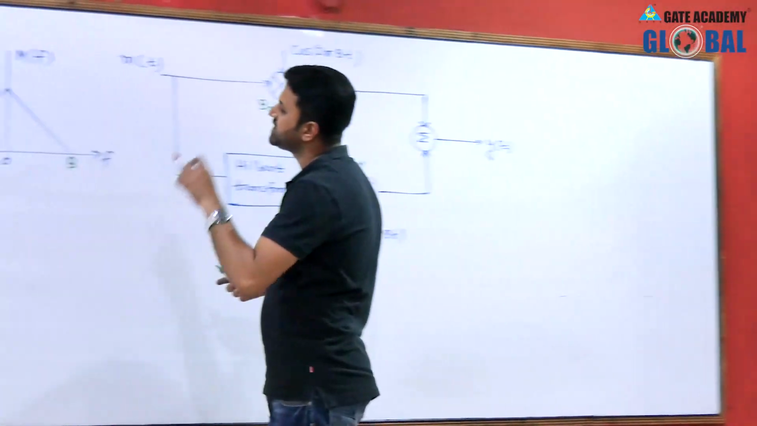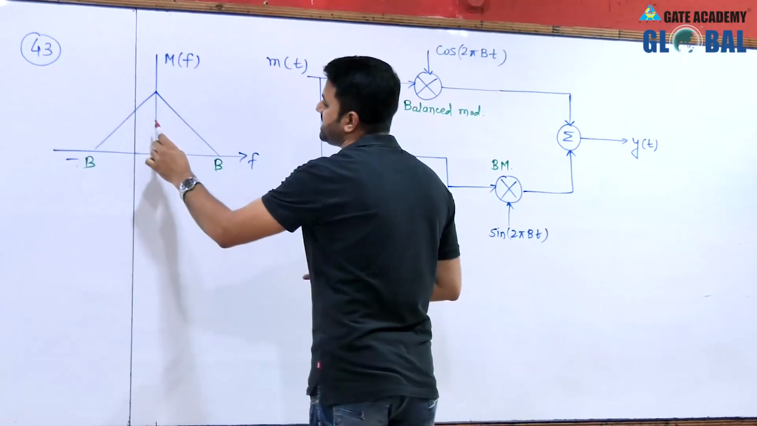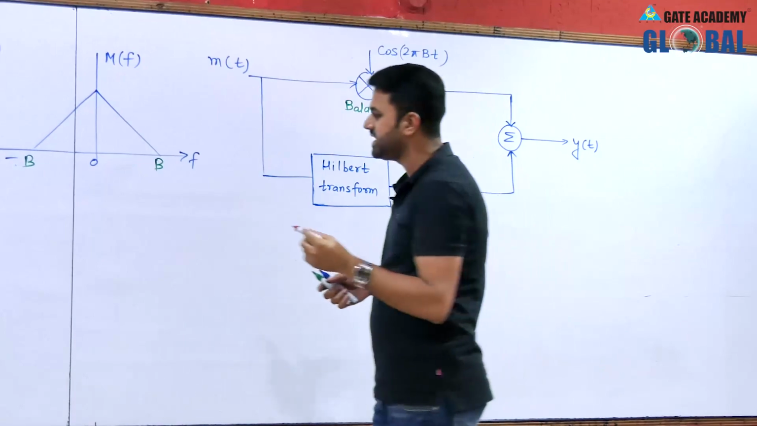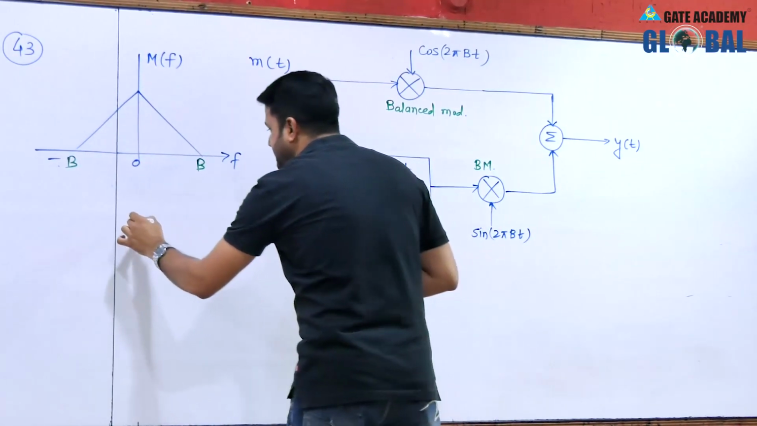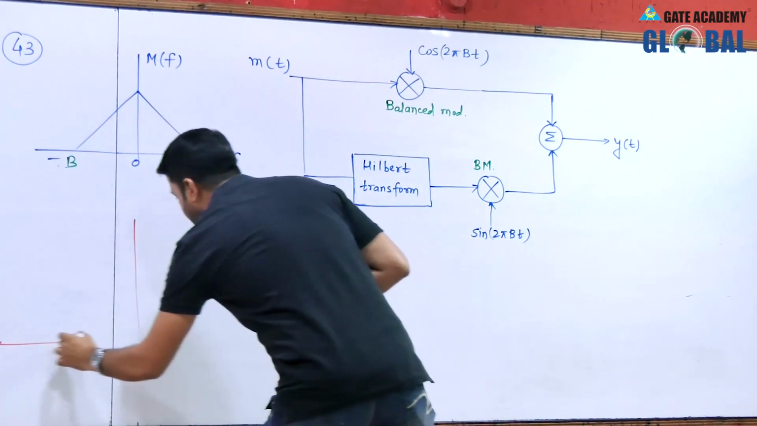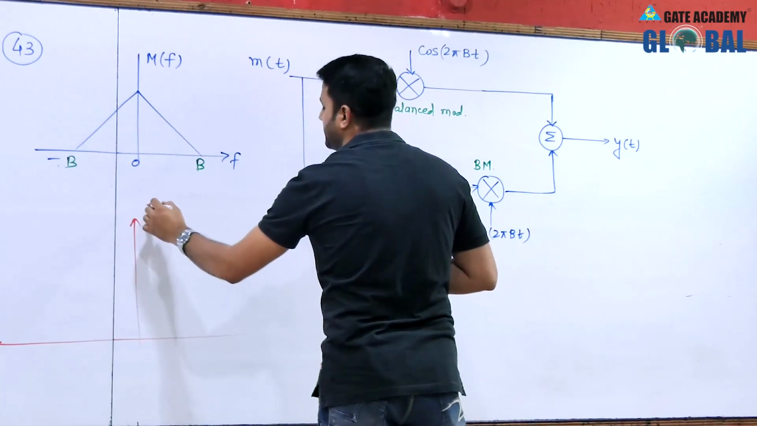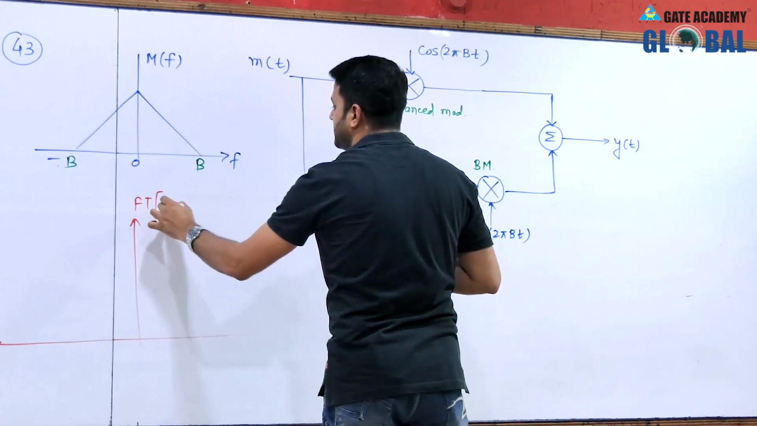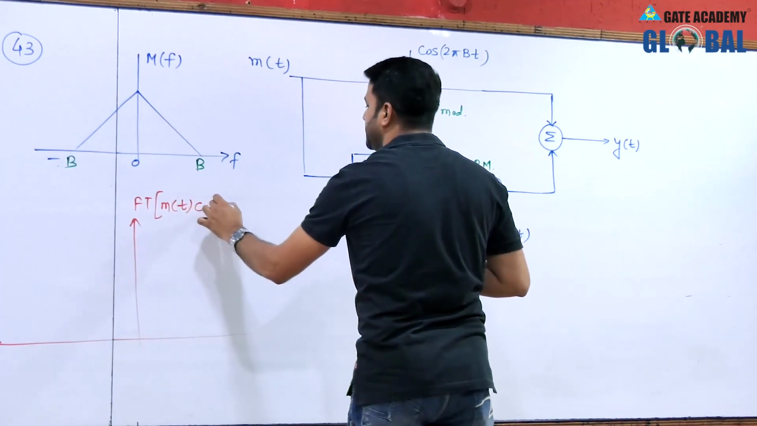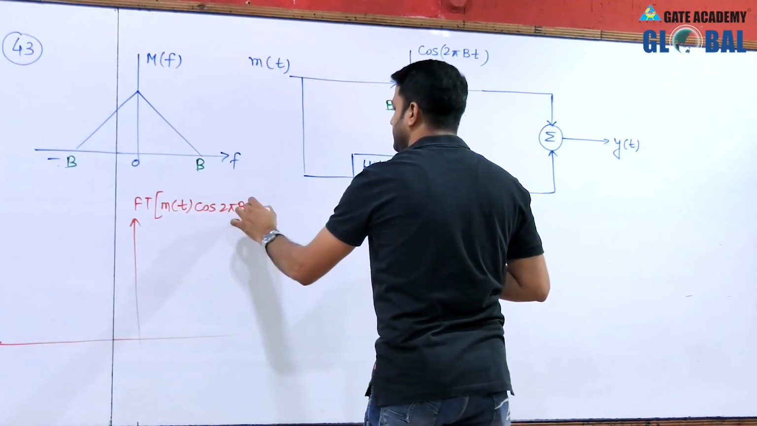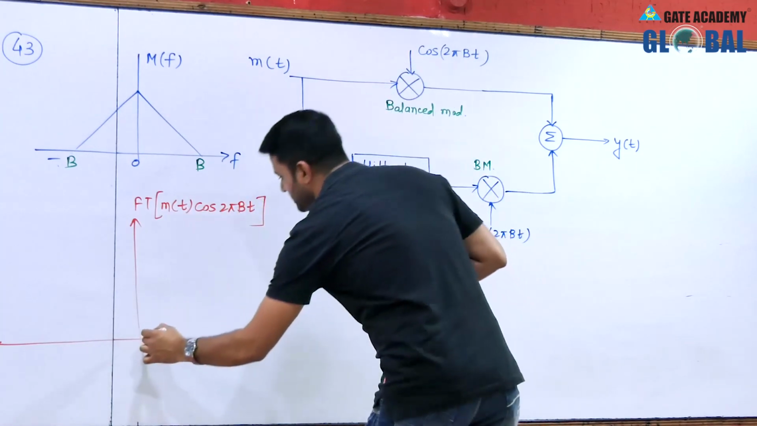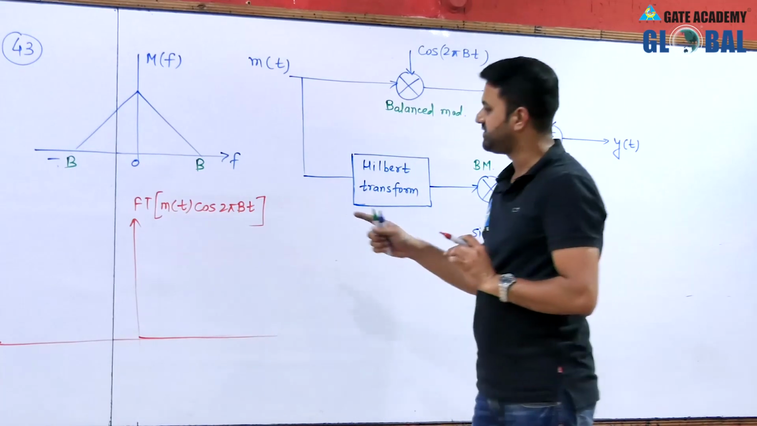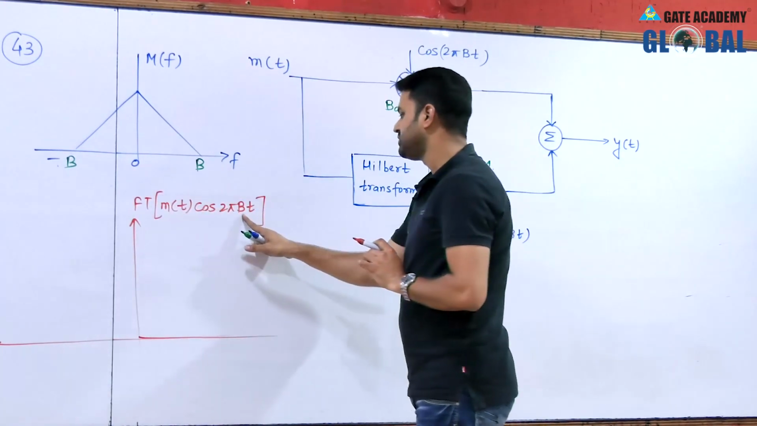So what will be the lower sideband? This is our message signal. When it is multiplied with this cosine signal, we will get a double sideband. So what will be that double sideband signal? First of all, we multiply it by cos, so m(t) cos 2πBt, and we know that when we multiply it by cos, it shifts to the cosine frequency. So 0 will be shifted to B.